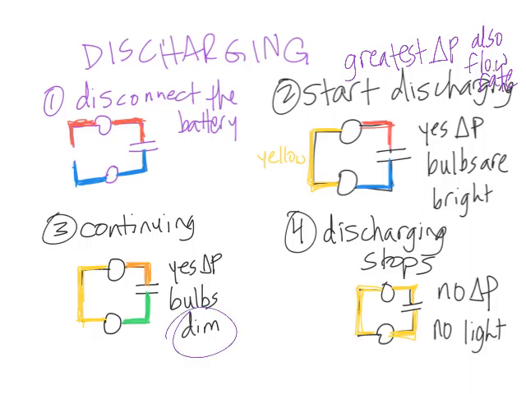Okay. And then the last thing I'm going to do with you is ranking brightness of bulbs according to pressure difference. Number 3 is when they get dim. Yes, that's what we're going to do next. So I'm going to make up new colors.